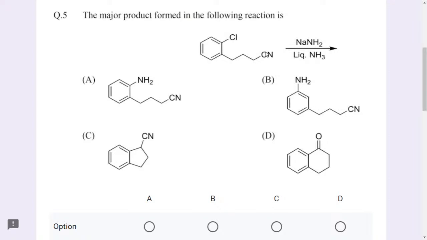This C minus will be attacked onto this carbon and chlorine will be eliminated, substituted, to give what? A cyclized compound. How many carbons are there? 1, 2, 3. Yes, 1, 2, 3 carbons are there. Nitrile will be as it is. So option C is the correct option, students.